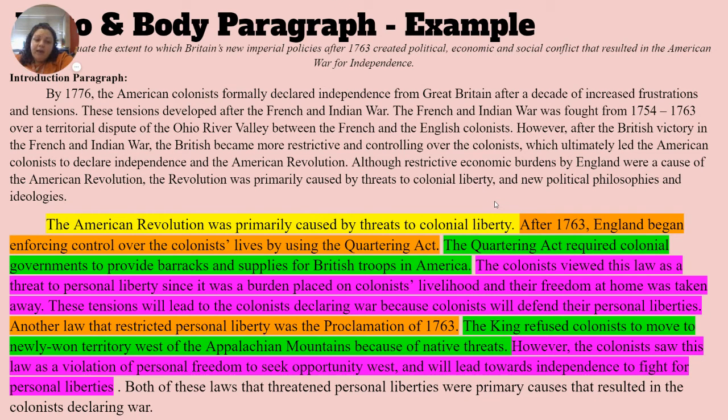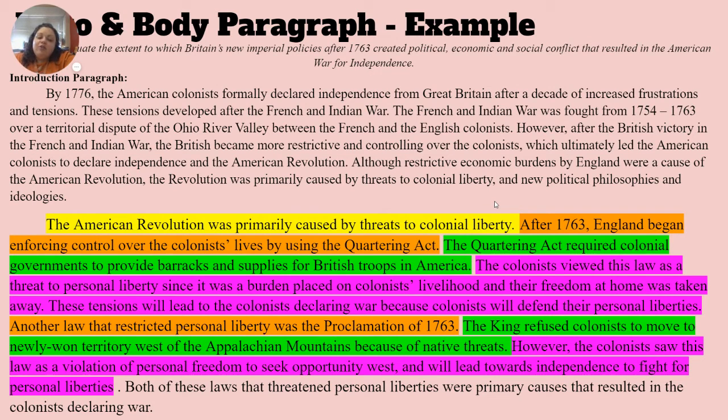Now we have to explain, how is the Proclamation of 1763 a threat to colonial liberty and caused the American Revolution? However, the colonists saw this law as a violation of personal freedom to seek opportunity west and will lead towards independence to fight for personal liberties.